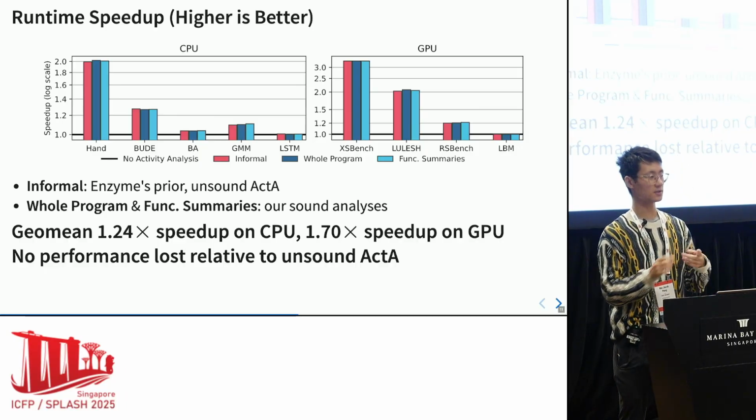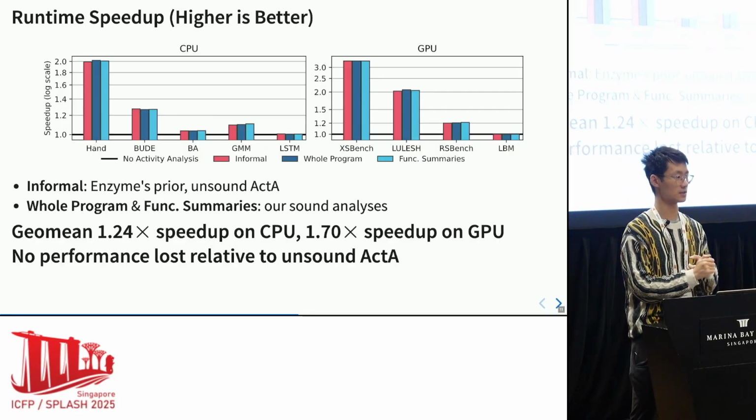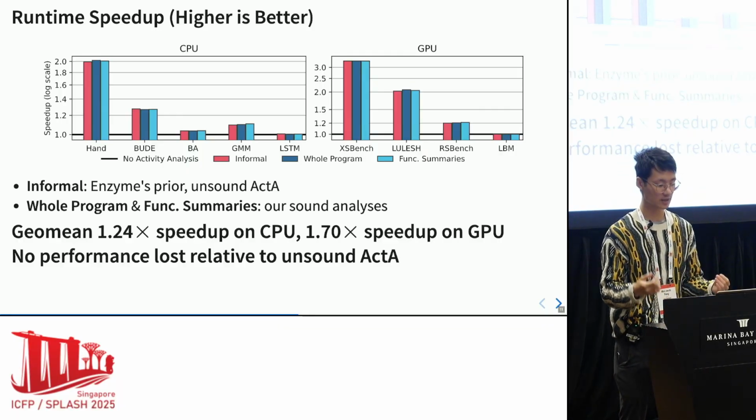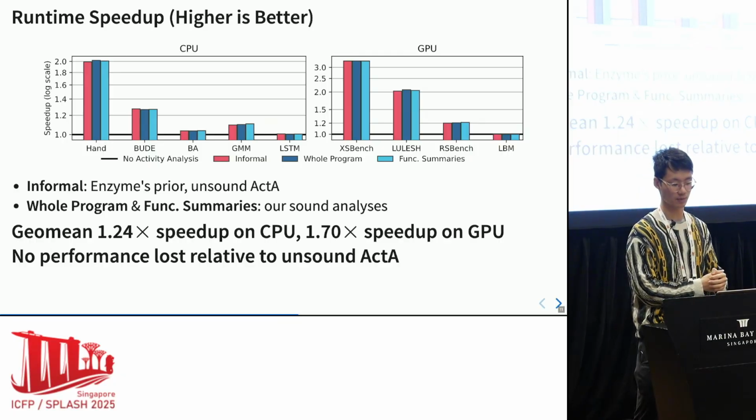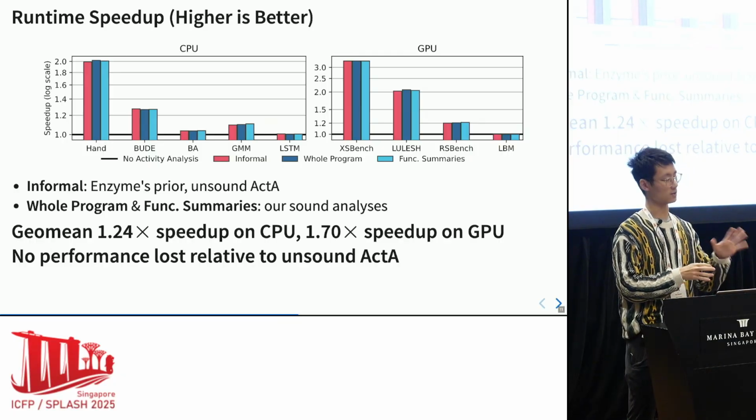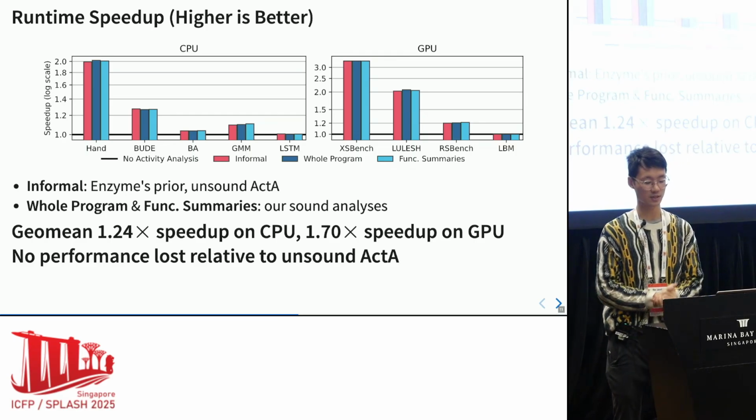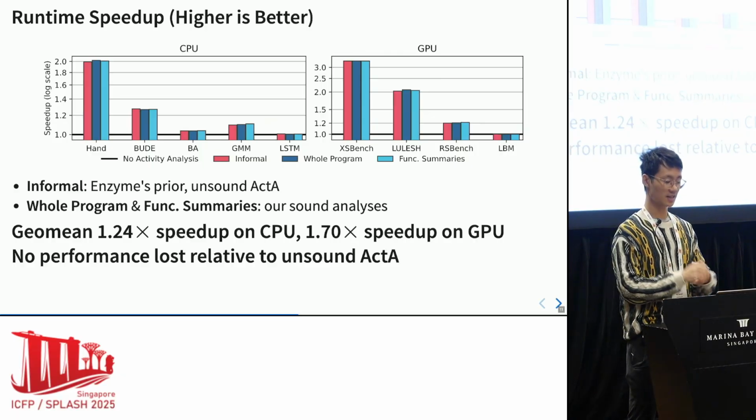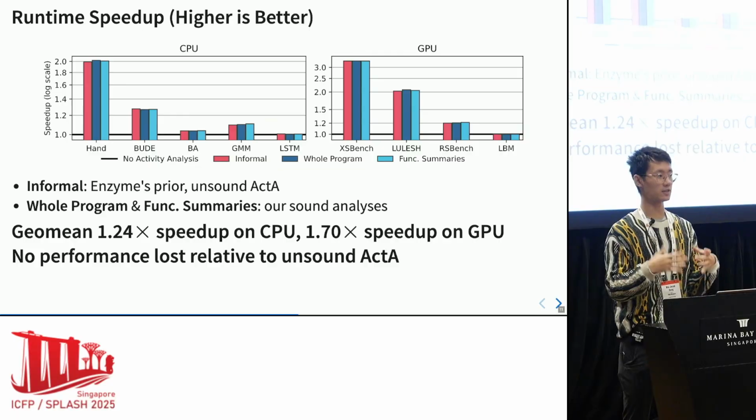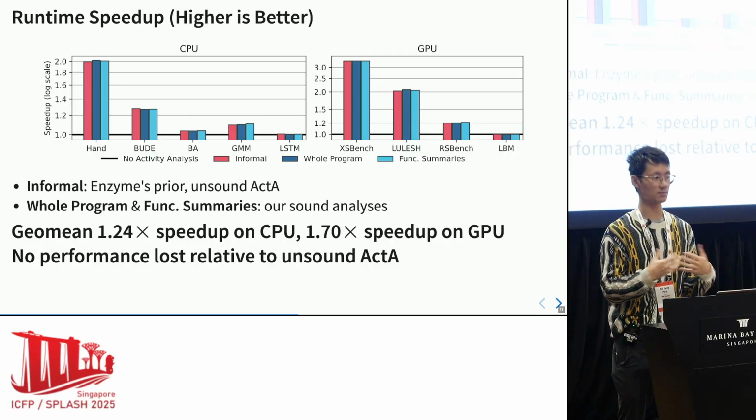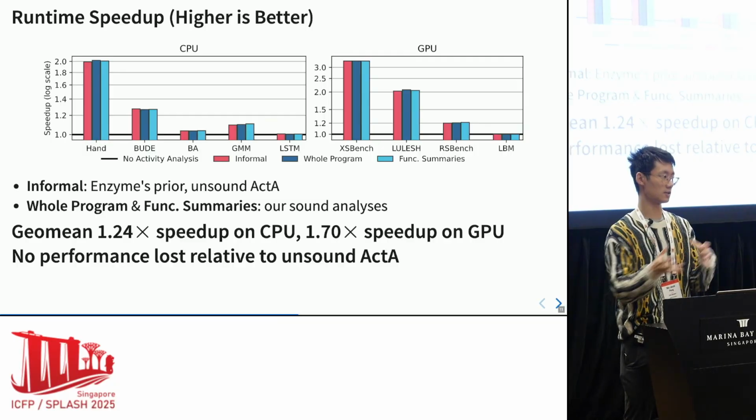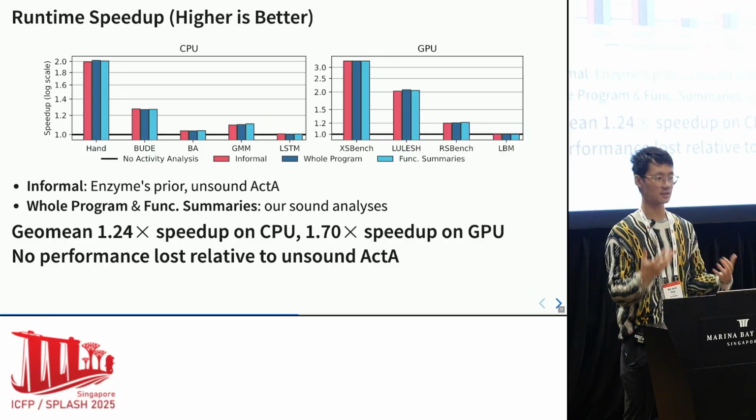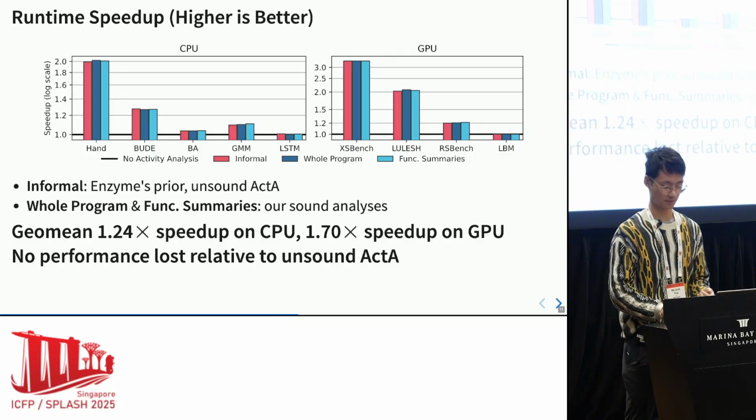We can see two takeaways. The first is that activity analysis has a non-trivial impact on the performance of the generated derivatives, in some cases up to a 3x speedup, and geomean about a 24% improvement and a 70% improvement, respectively, on the CPU and the GPU for the benchmarks we looked at. The second is that our sound analyses don't lose any of this performance improvement relative to the prior potentially unsound analysis. So formalizing and making our analysis sound did not cost us performance.